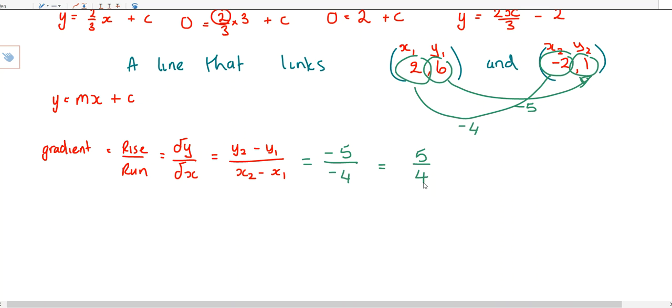Alright. Now that's my gradient. So now I've got this bit sorted. Is everyone there? Are you with me? So we've now got y equals 5 over 4x plus something. Now I've got 2 coordinates, one of which I can use and the other one I can ignore because it should work with both. So at this stage you can carry on and finish it off.